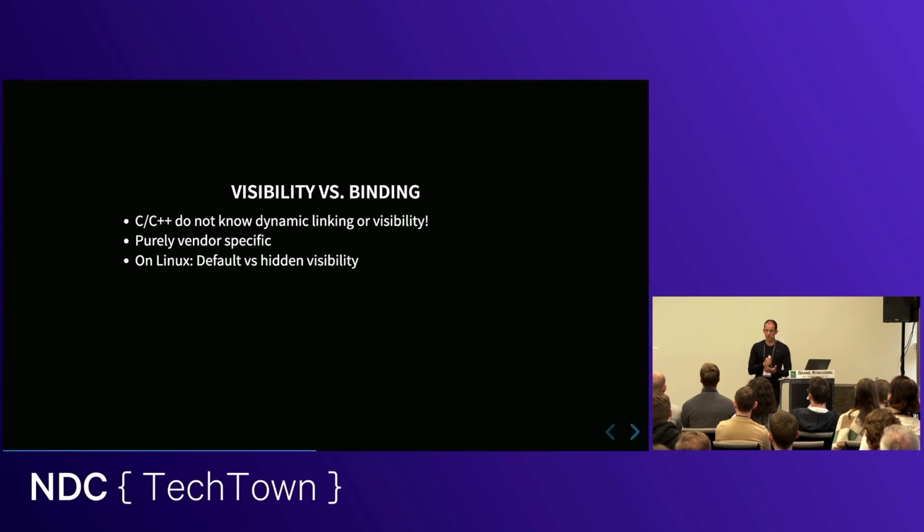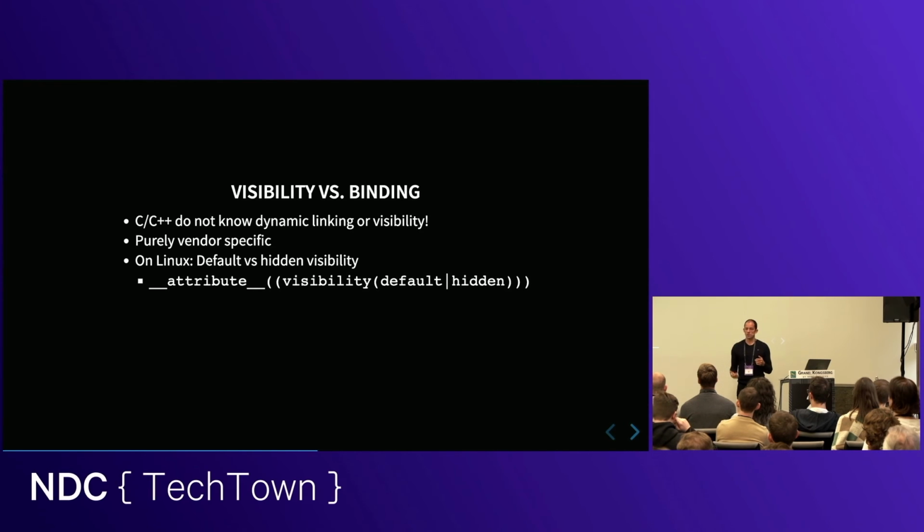And on Linux, the way you solve this is that you put an attribute on your stuff saying this one has default or this one has hidden visibility. And default visibility means it's visible, and hidden visibility means it's hidden. You can't use it. And you can control that per thing, per symbol. You can put this attribute visibility default or hidden. If you put attribute visibility default, then it's visible. If you put attribute visibility hidden, it's going to be hidden.